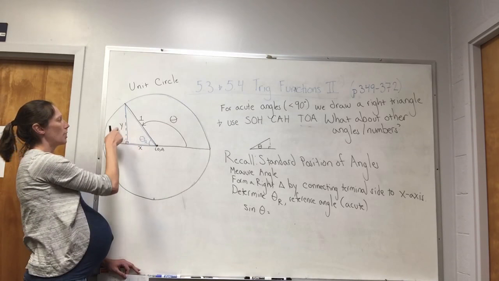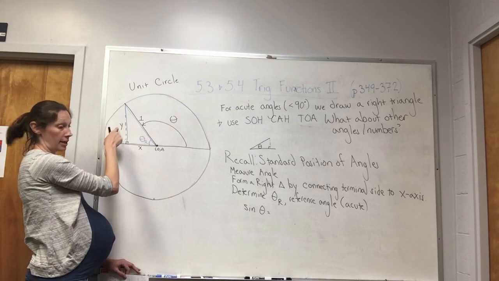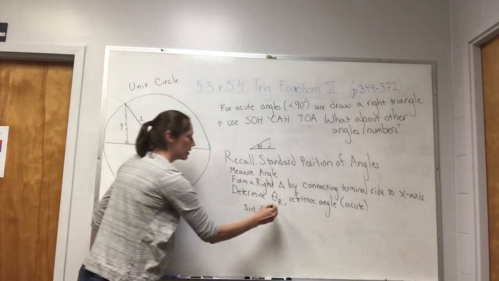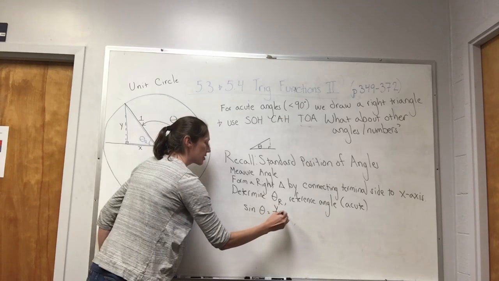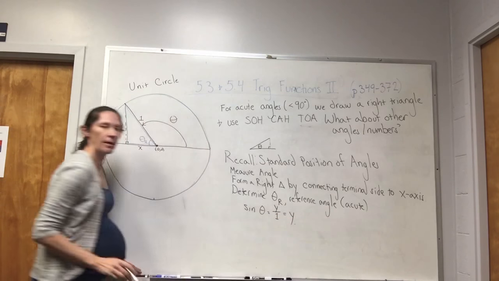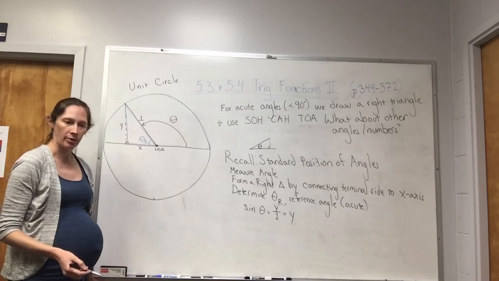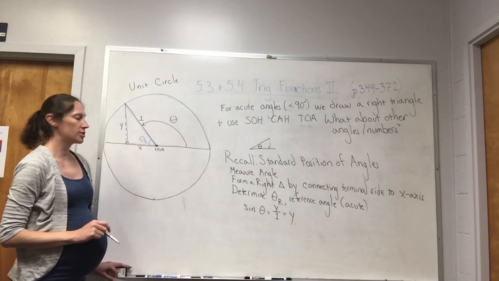So opposite the reference angle that I'm using right now is y. The hypotenuse is 1. So if I write y over 1, that actually simplifies. Dividing by 1 does not change a number's value, right? 10 divided by 1, 10 cookies divided among one friend, you still have 10, okay? So division by 1 doesn't change anything.